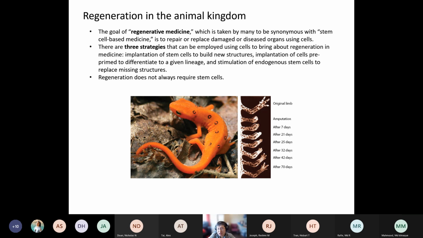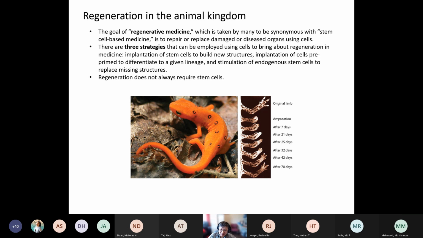But one very important concept here is you don't always need the stem cells for tissue regeneration. So in today's lecture, we're going to first describe some settings in which you do have stem cell involvement. And in the next lecture, I'm going to describe some processes in which you don't have the involvement of stem cells, but still you can have regeneration.